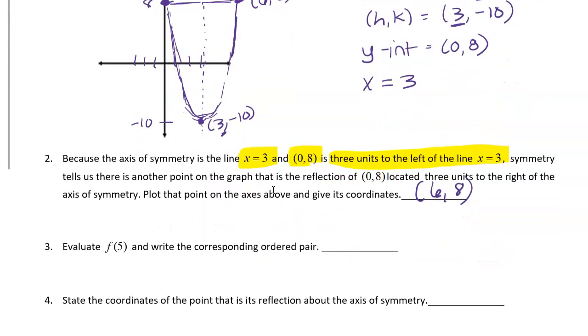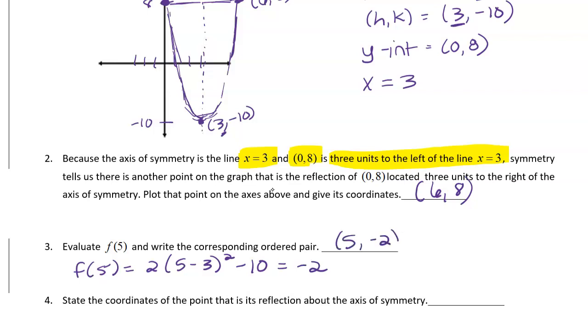Okay, so if we keep going down here, it says evaluate f of 5. Well, f of 5 is going to be when you plug in a 5 into the function. So it's going to be 2 times (5 minus 3) squared minus 10. And then simplify that down, you're going to get -2. So that gives us the point 5, -2. So if we go back up to our graph here, we imagine going to the right 5 and down 2, we'd be somewhere right in here. And that is 2 units away, right? 2 units away from the axis of symmetry.